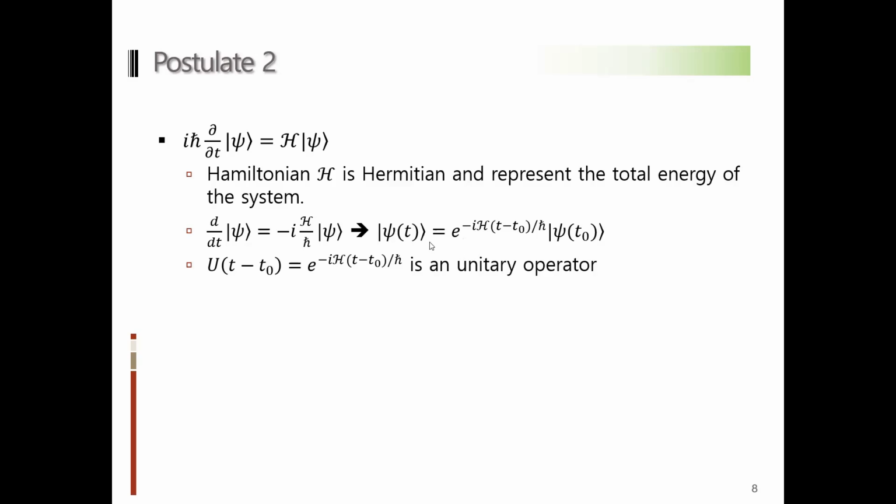So, from postulate 2, the quantum state at some time t should be connected to the previous quantum state through the unitary operator. So to make sure that this operator becomes unitary, we need to have a Hermitian operator at the position of the Hamiltonian. So this part is a kind of requirement for the Hamiltonian.